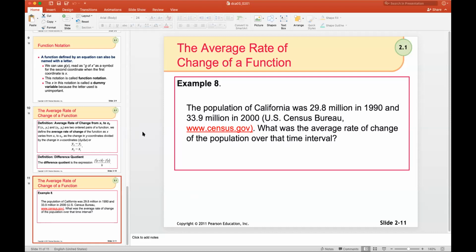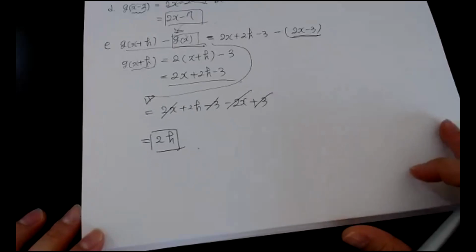First, we need to construct the two ordered pairs. To construct ordered pairs, we need to define the x coordinate and y coordinate, because an ordered pair consists of a first coordinate and a second coordinate, x coordinate, y coordinate, right? So I set the first coordinate as year: 1990, 1991, 2000, 2010. The y coordinate, or second coordinate, I set to the population of California.